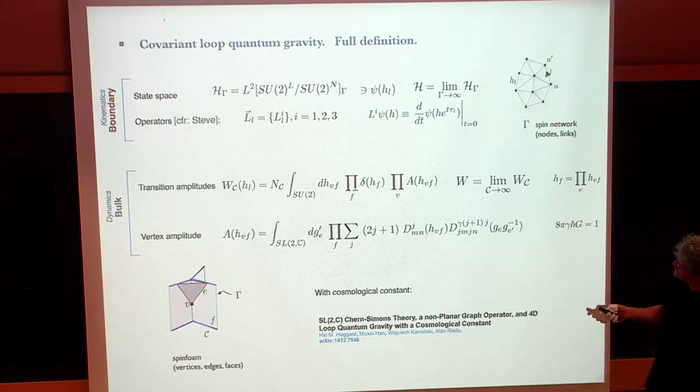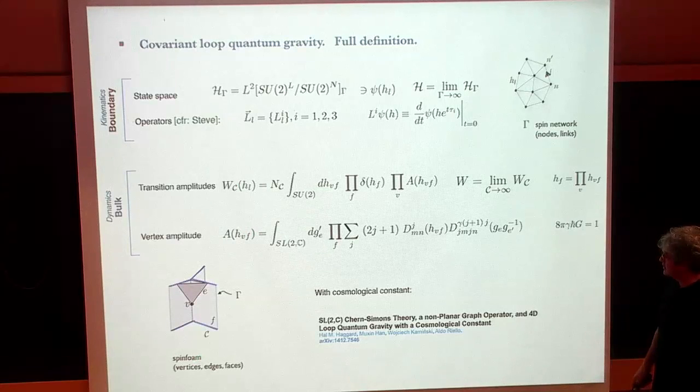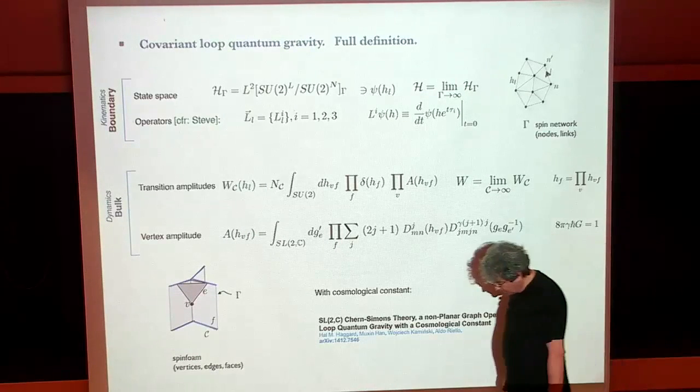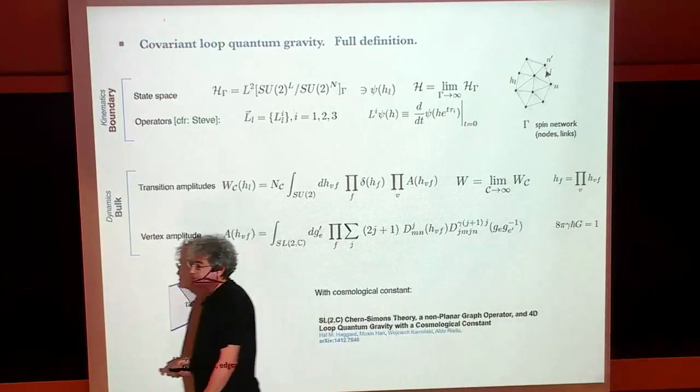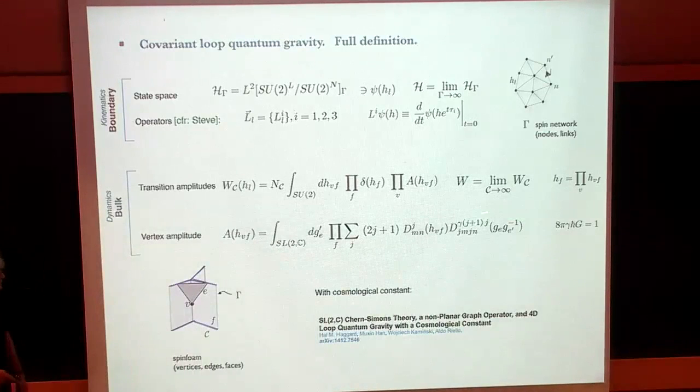And then the transition amplitudes. Given a state here, I can compute transition amplitudes, and they are given by some SU(2), SL(2,C) integrals. There is some SL(2,C) unitary representation theory here. These are the matrix elements in the canonical basis of SL(2,C) unitary representations, the infinite-dimensional ones. And you get some number.